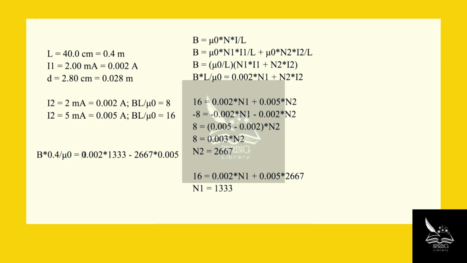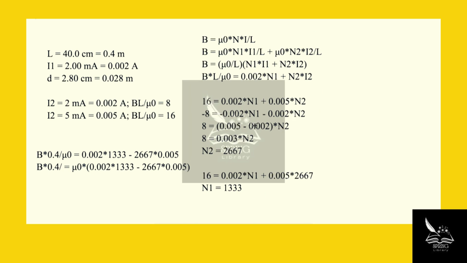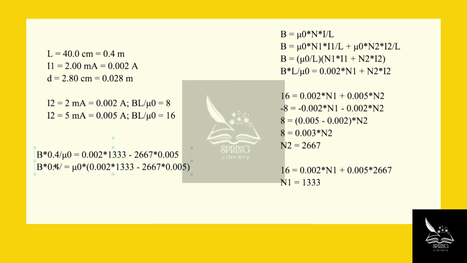So if we just want to solve for B, all we have to do is move this factor of mu naught over to this side. So we have this here, and over here. And we want to divide by this factor of 0.4 at the very end. So this is what we're going to plug in and solve for.